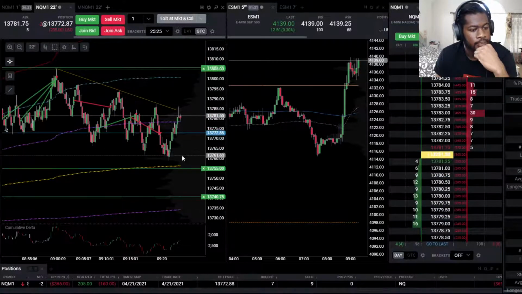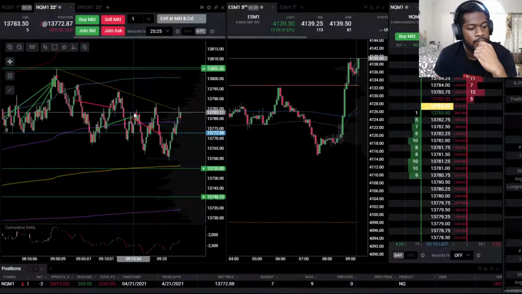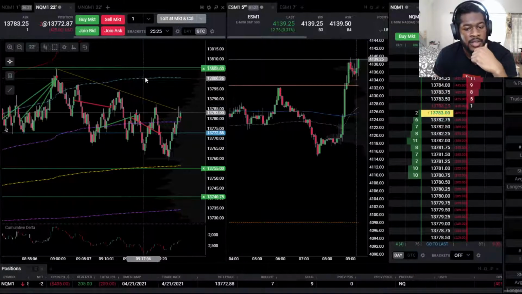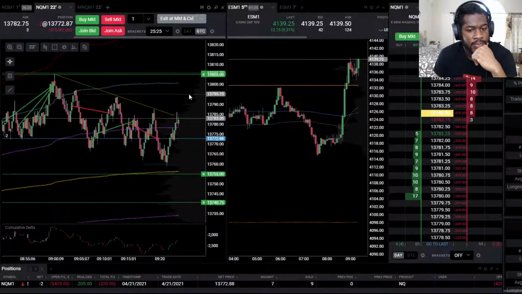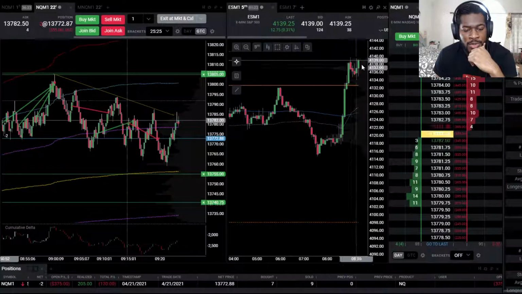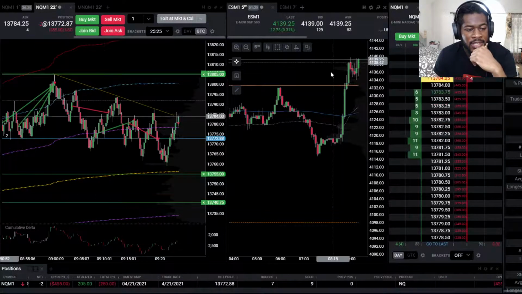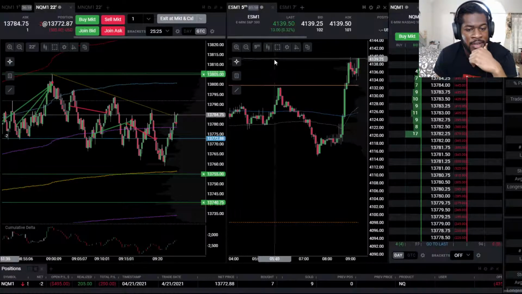Order filled. Added a second contract there. Might not have been a good move though, because looking at the ES, it looks like it's pushing, and the Nasdaq tends to follow it.